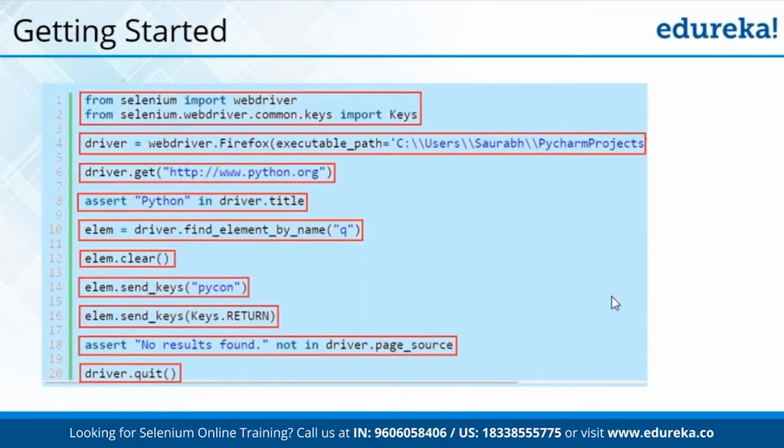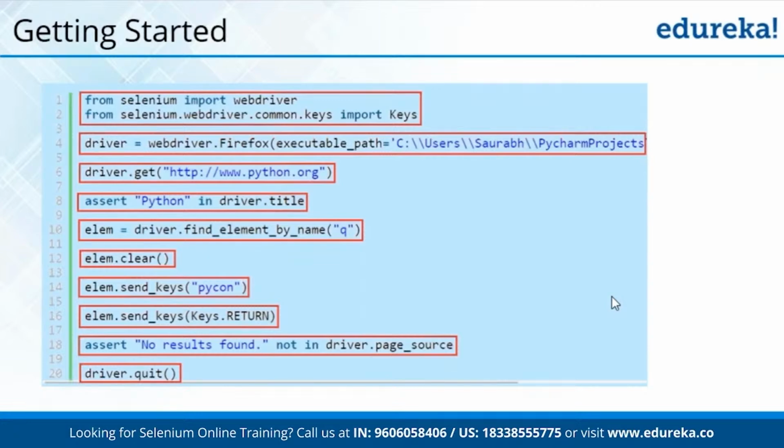So you're basically validating whether the title Python is matching with the actual title of the page. Then elem = driver.find_element_by_name, so by name q. What is this? Basically a locator technique. So we'll come to the locator technique separately. I'll explain each and every aspect of the locator technique in the ongoing session.